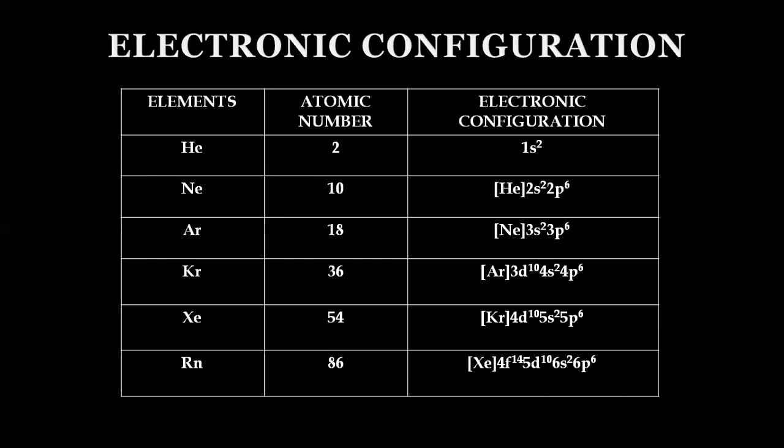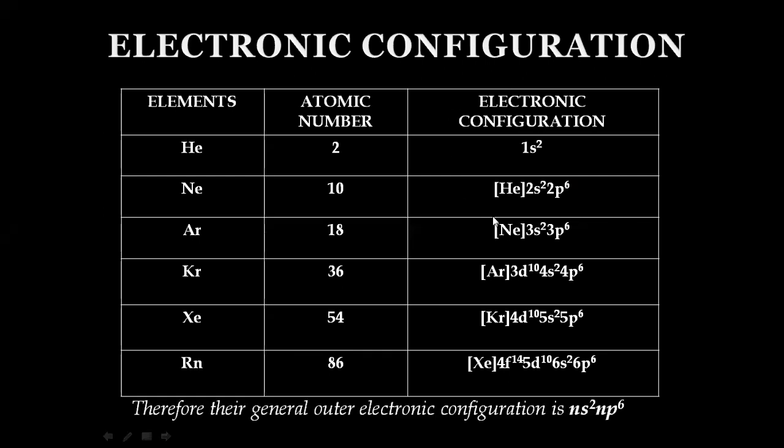So what you can see is that these elements have fully filled configuration. Their last shell is completely filled, as a result of which they have very little tendency to gain or lose electrons. They don't want to lose because they will lose their stability. They don't want to gain because they are already stable. By gaining electrons, they actually become unstable. So they want to remain in the atomic state only. That's why they exist as monoatomic gases. Except helium, from neon to radon, their general outer configuration can be written as ns2 np6.